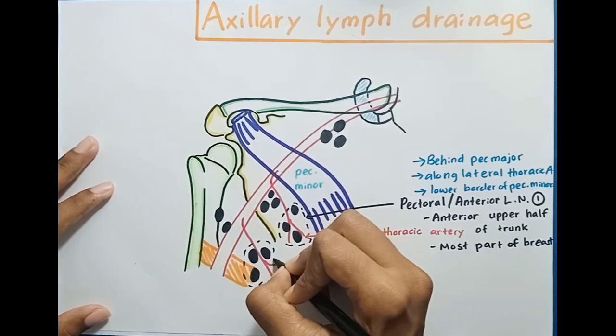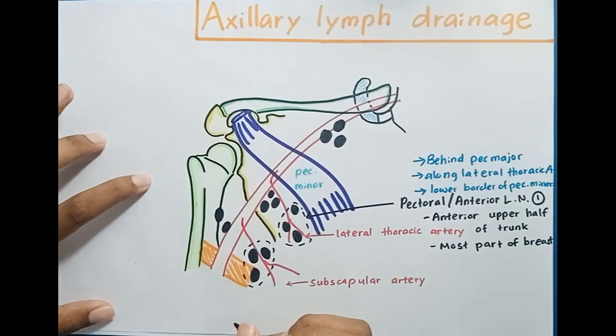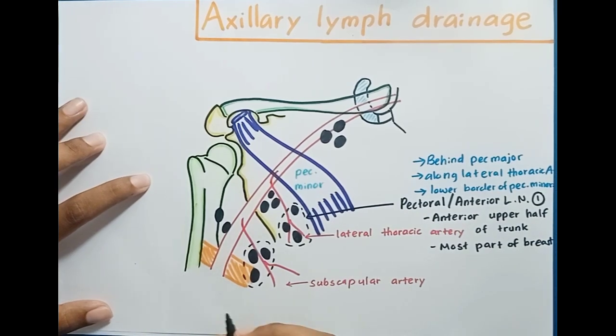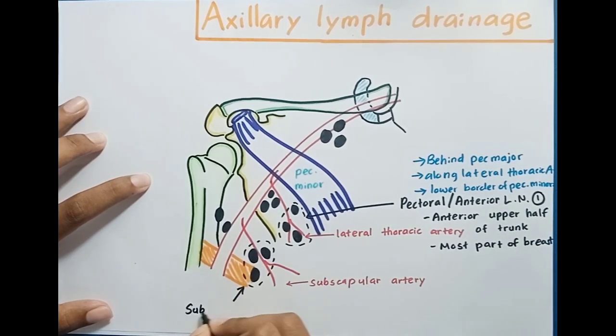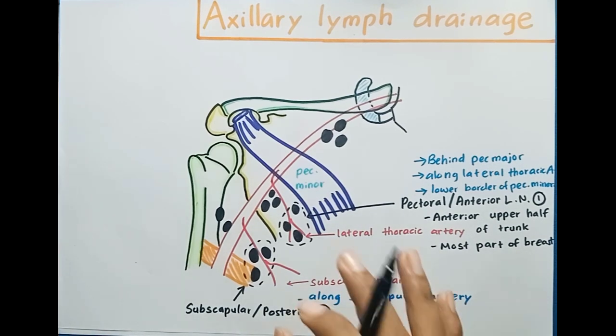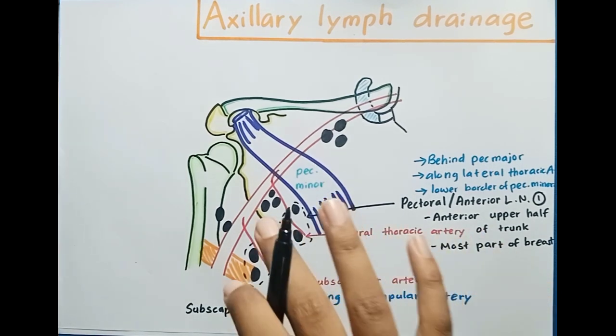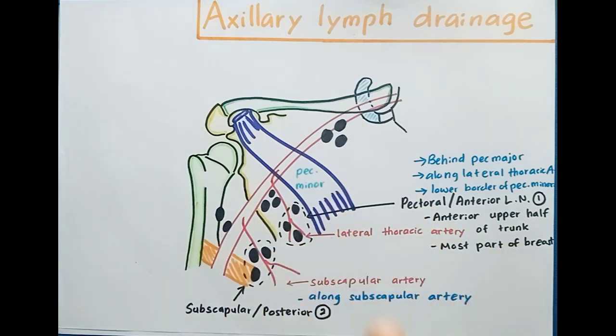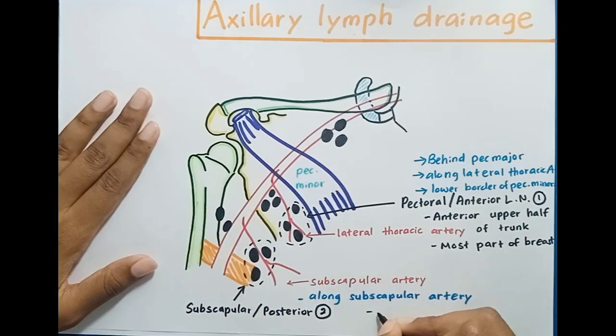Here you can see the subscapular or posterior lymph node group. Here you can see they are along this subscapular artery. And these lymph nodes drain lymph from the posterior upper half of trunk and axillary tail of breast.